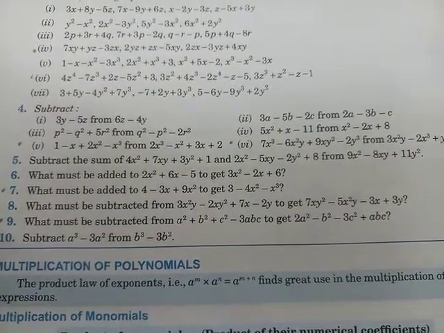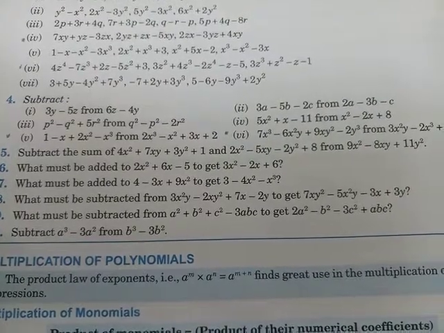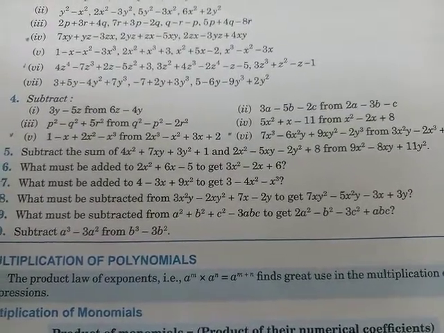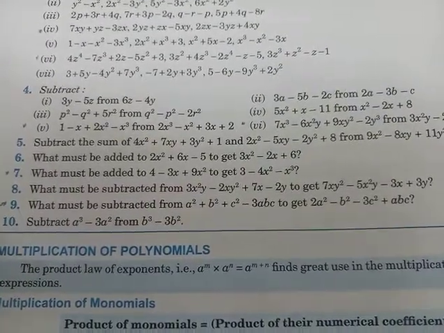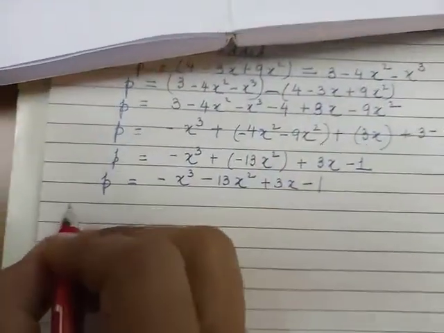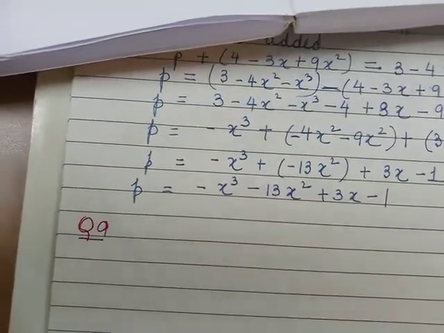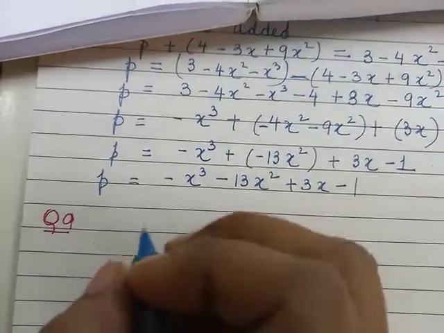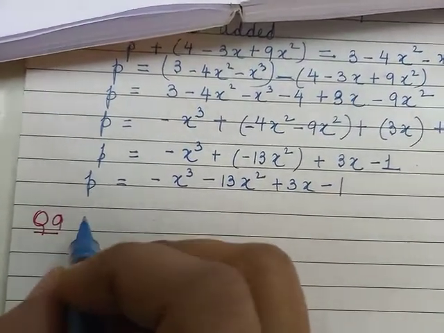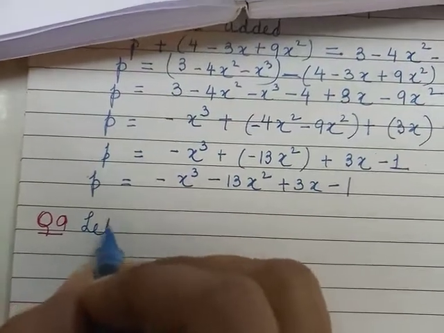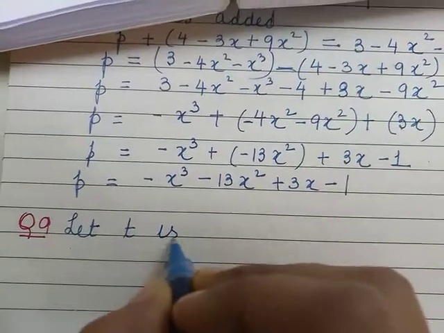Question number 9. What must be subtracted from a square plus b square plus c square minus 3abc to get 2a square minus b square minus 3c square plus abc? Let's see how we write the mathematical expression. They are saying what must be subtracted, as a, b, c is already given in the question. So I let another variable, let t be subtracted.